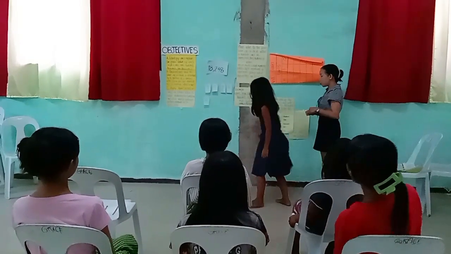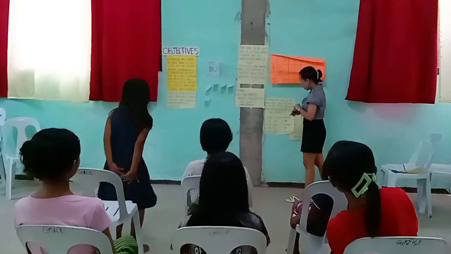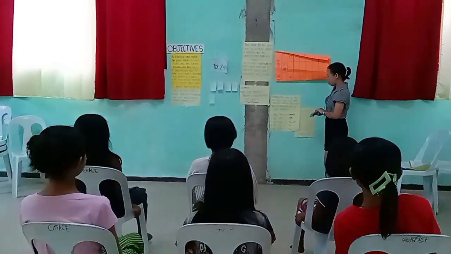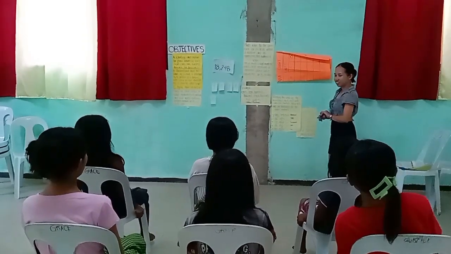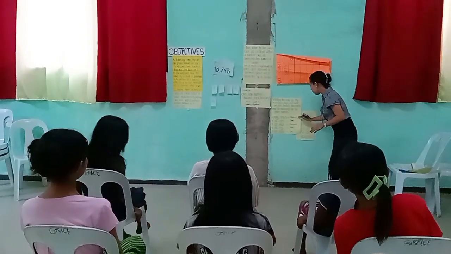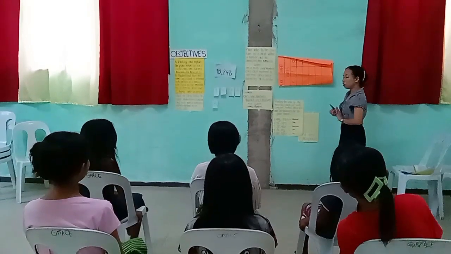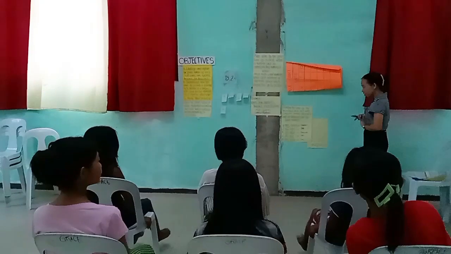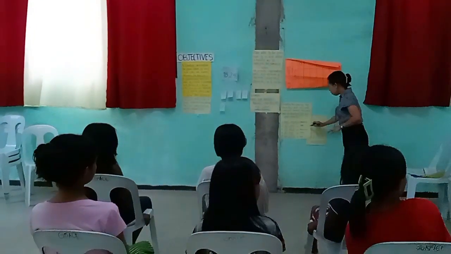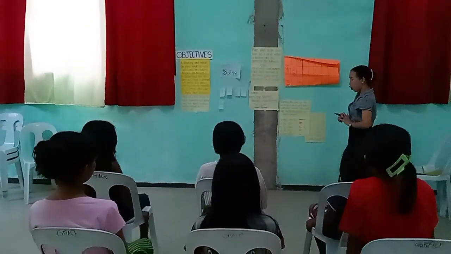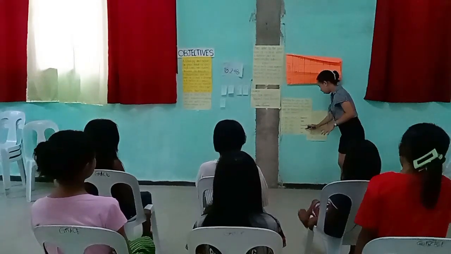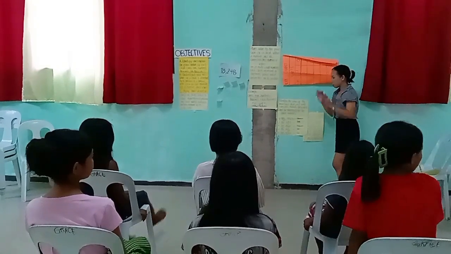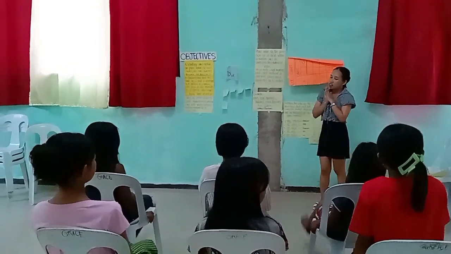Okay, very good. Now we will check your answers for the day. Okay, the number 1. What is the answer for number 1? 1,000. Okay, very good. Number 2? 10. Okay, very good. Number 3? 1,000. Very good. The number 4? Ones. The number 5? Tens.